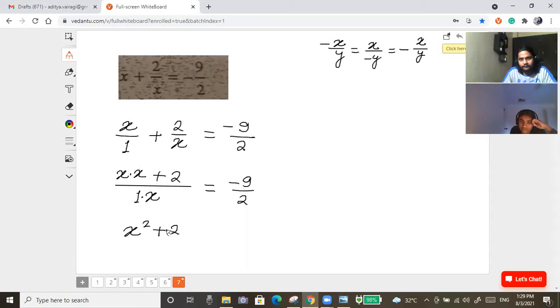Plus 2. It says my connection has got some problem. Am I audible to you properly? You froze for a bit. Is it okay now? Yeah, it's okay now.